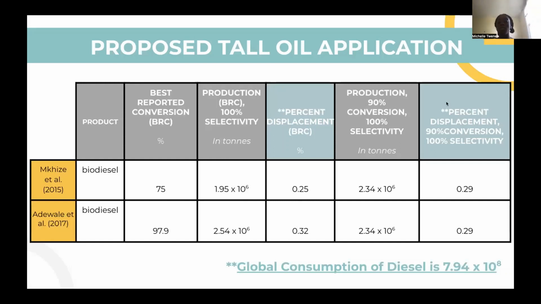In the next 2 columns, I did the same thing, except I assumed that 90% of the tall oil would convert into biodiesel. Then I divided that by the global consumption to get the percent displacement here. In both of these cases, the percent displacement is very, very low. It is less than 1%. That's not really a good sign, which shows us that it's not easy to convince a whole company to switch completely over to tall oil.